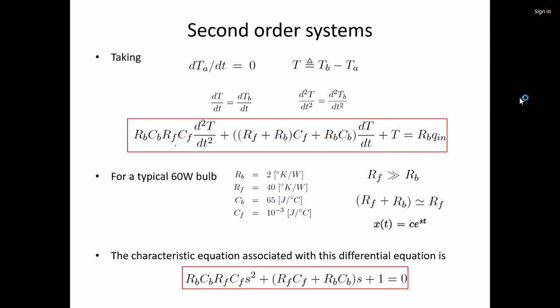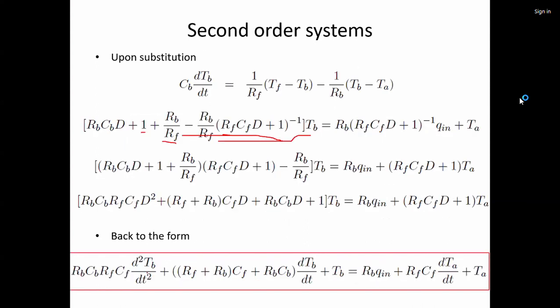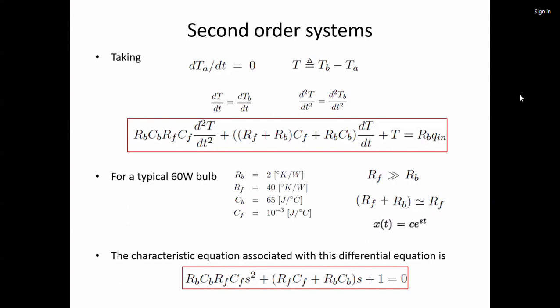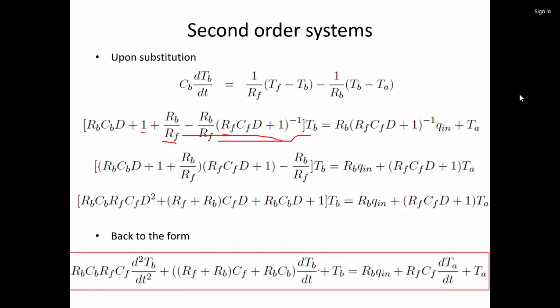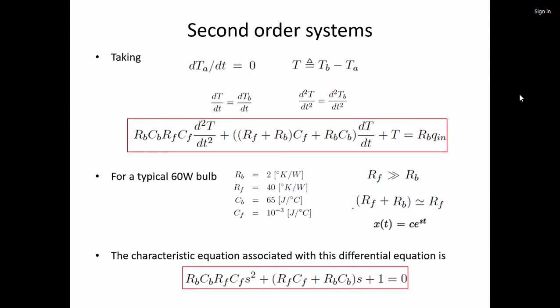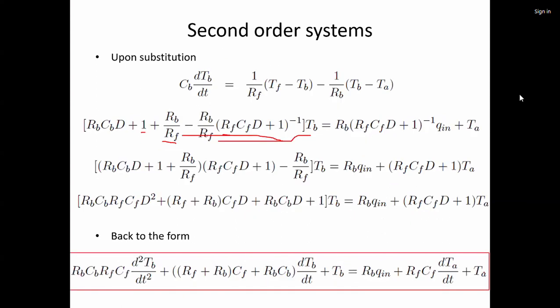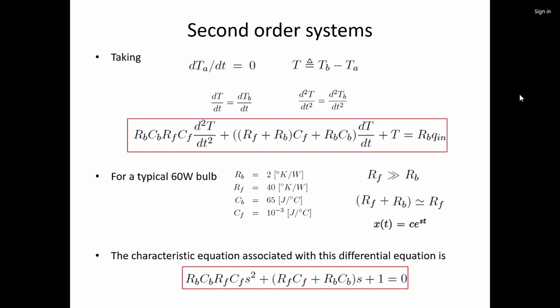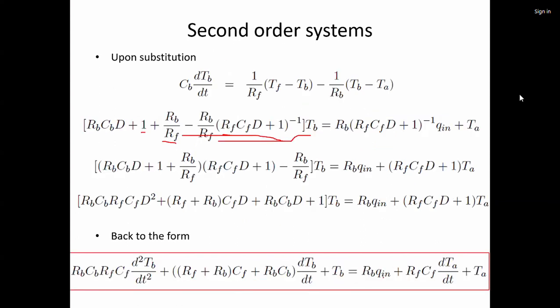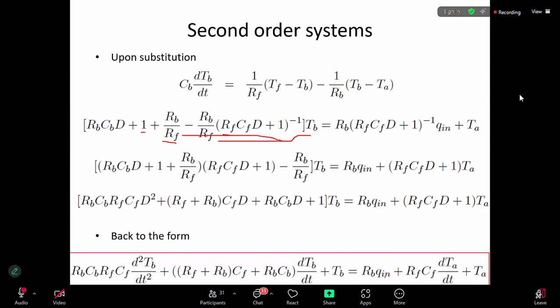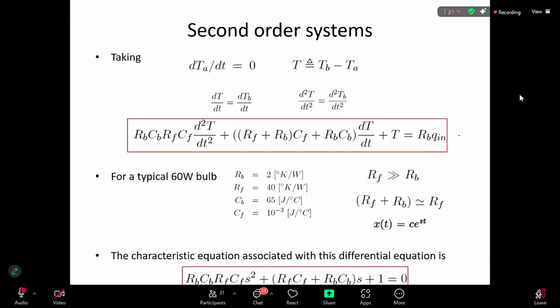Now you can just write d square T over dt square. And here your dTB over dt goes to dT over dt. And this TA goes to the other side, minus TA; TB minus TA becomes T. And here you have RB into Q in, which is here. And your dTA over dt is 0 because ambient temperature is not changing with time, so this term is 0. So you have basically this equation.